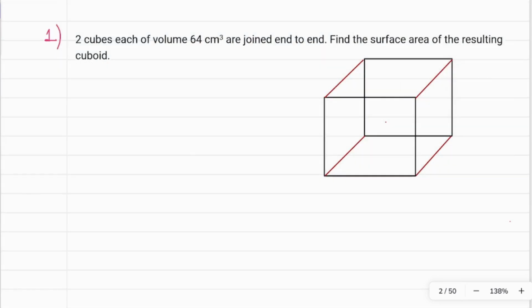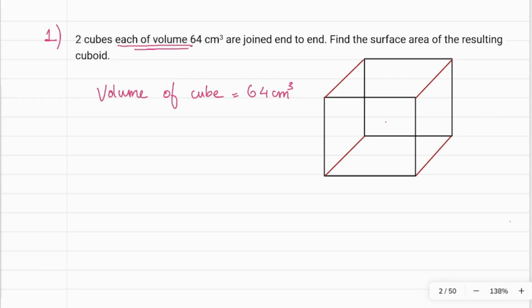Okay, now let's do question number 1. Here, what is given: 2 cubes each of volume 64 centimeter cube are joined end to end. So here, for the given cube, the volume of one single cube, each of volume 64 centimeter cube, means the volume of this cube is 64 centimeter cube. These two cubes are joined end to end, means one cube is combined with the other end to end. Find the surface area of the resultant cuboid.